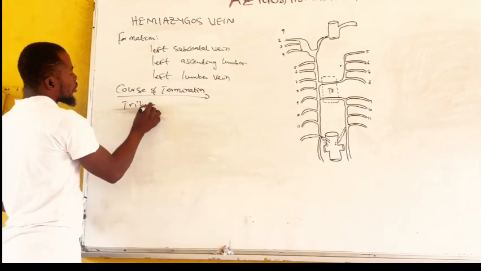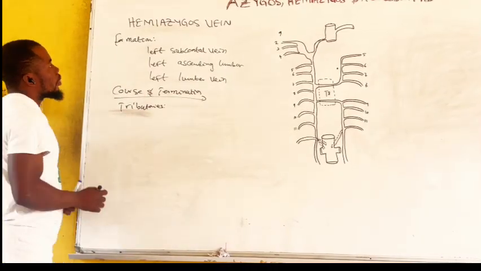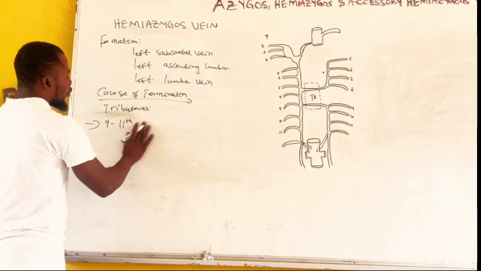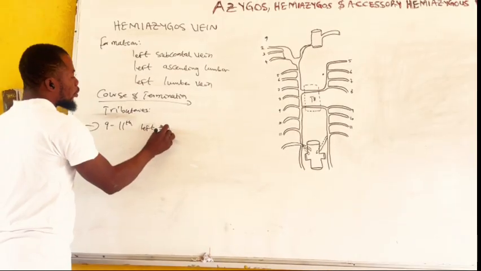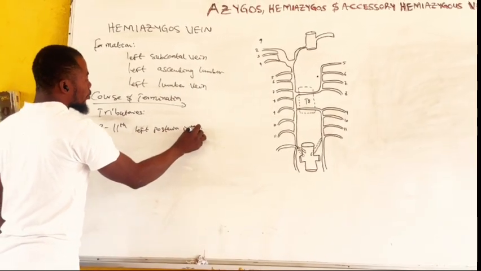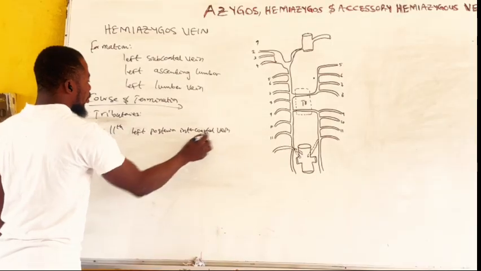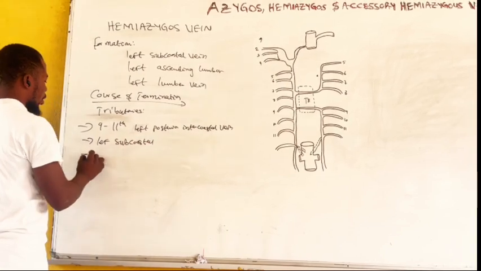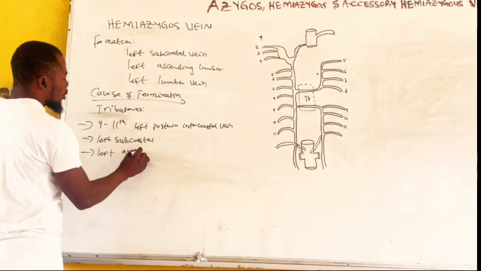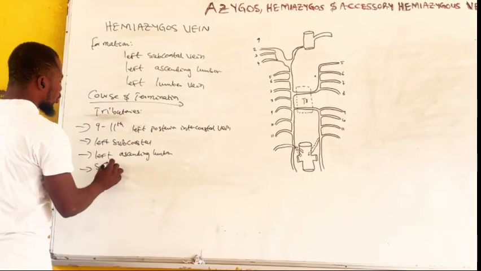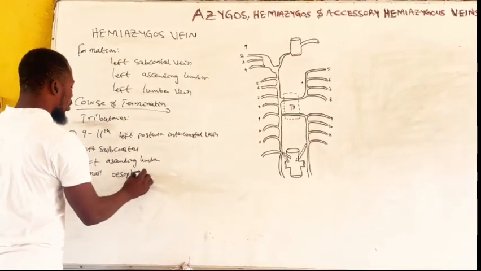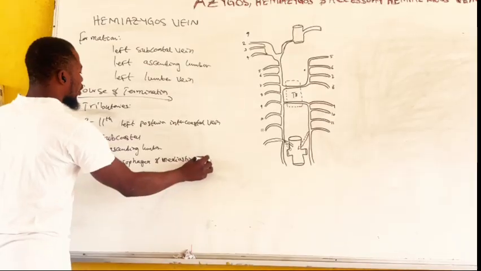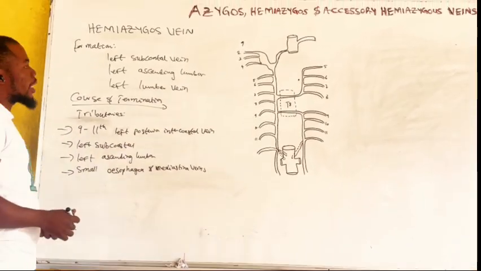Tributaries of hemiazygos vein include 9th to 11th left posterior intercostal veins and left subcostal, left ascending lumbar, small oesophageal and mediastinal veins. These are the common tributaries of hemiazygos vein.